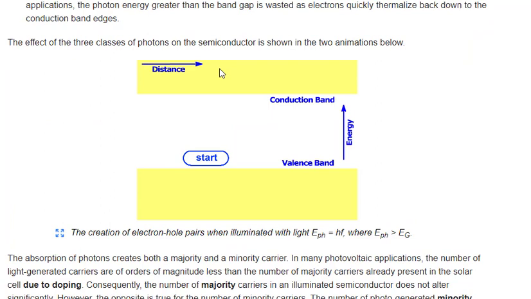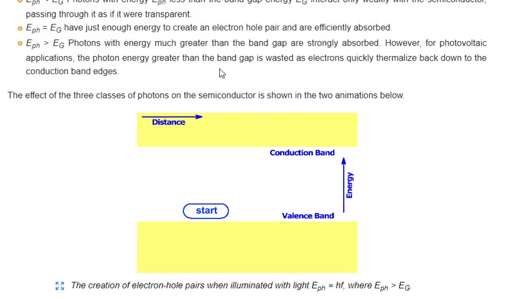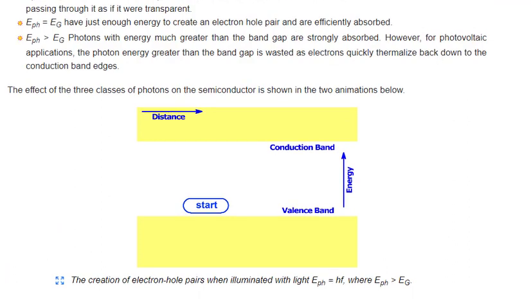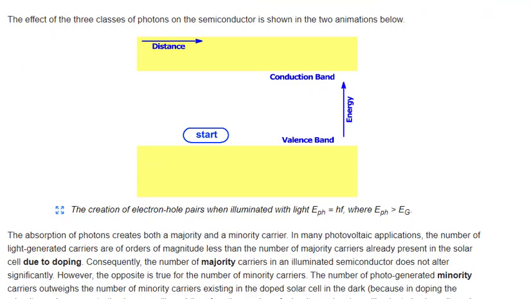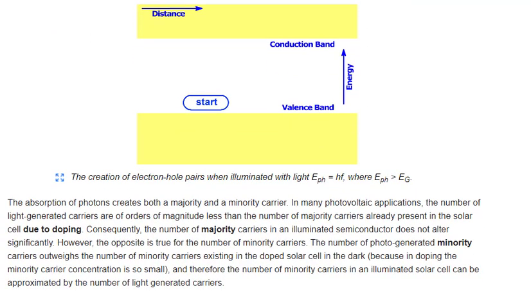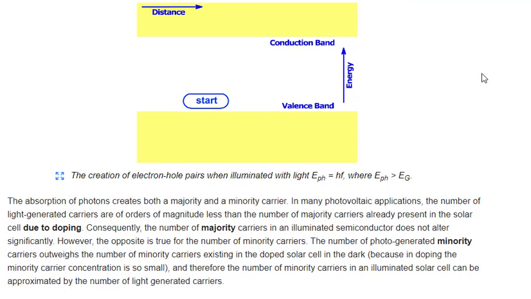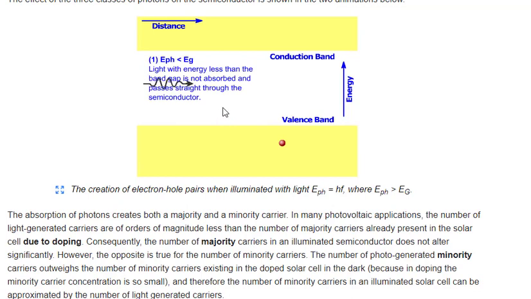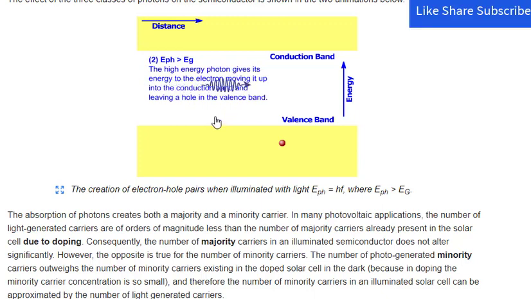In many photovoltaic applications, the number of light-generated carriers is orders of magnitude less than the number of majority carriers already present in the solar cell due to doping. Consequently, the number of majority carriers in an illuminated semiconductor does not alter significantly. However, the opposite is true for the number of minority carriers. The number of photo-generated minority carriers outweighs the number of minority carriers existing in the doped solar cell in the dark, because in doping the minority carrier concentration is so small, and therefore the number of minority carriers in an illuminated solar cell can be approximated by the number of light-generated carriers.